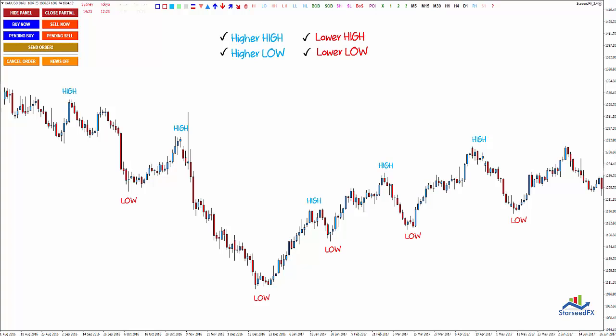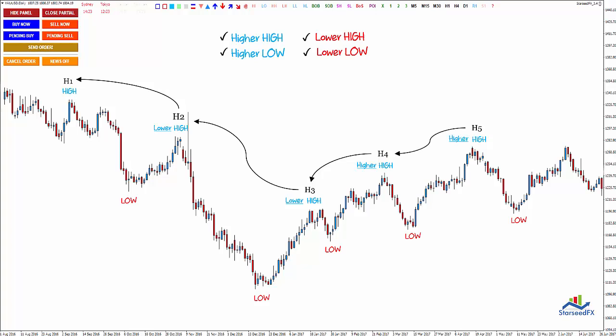Look at the chart. You will notice that there are peaks, H1, H2, H3, H4, and H5. By quick inspection, it is very clear that H2 is lower than H1. Therefore, H2 is a lower high when compared to H1. Now H3 is lower than H2. Therefore, H3 is a lower high compared to H2. H4 is higher than H3. Therefore, H4 is a higher high compared to H3. And H5 is higher than H4. Therefore, H5 is a higher high compared to H4.